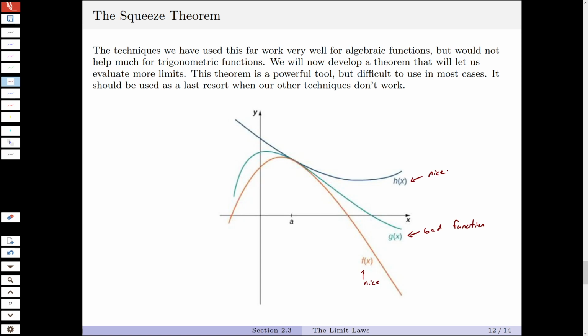Okay, if h and f meet at a, and they don't have to hit here, I could have a hole in the graph. But if they meet at this point, then the bad function is kind of forced to go to that point also because it's squeezed in between them. So it can do all of its crazy moving around and unpredictability, but if it's stuck between two things that come together, then it gets forced into that point. That's the idea of the squeeze theorem.